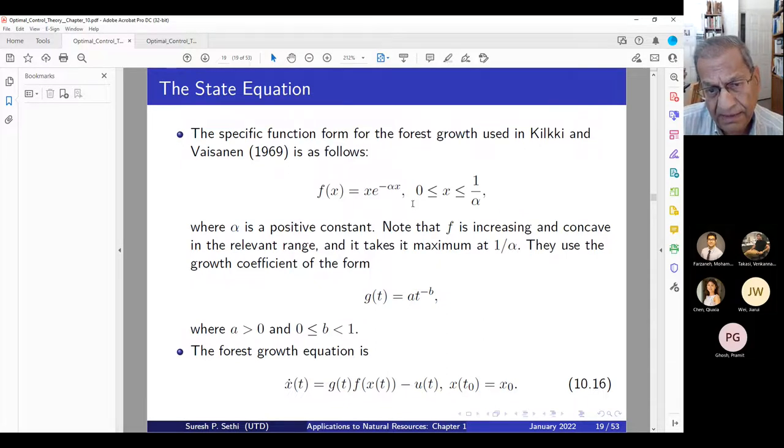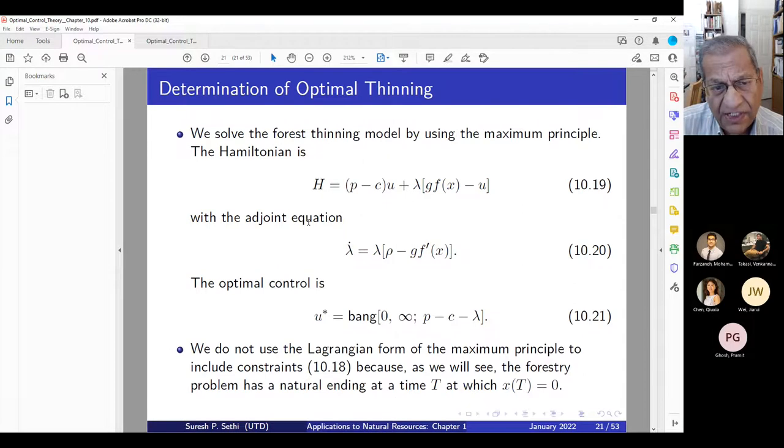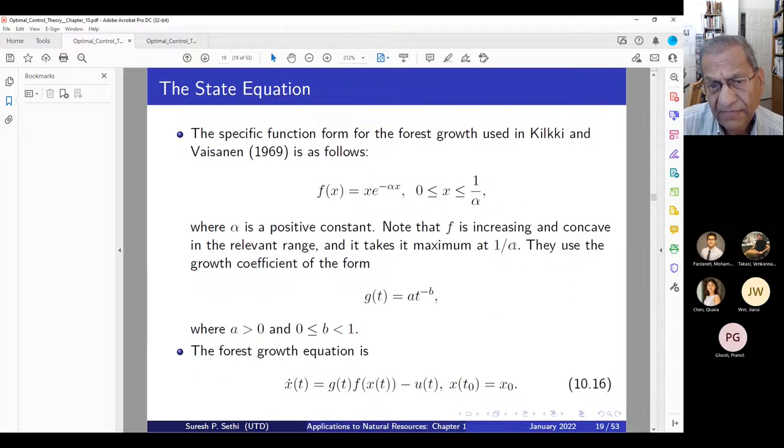And this is the function at which the trees grow. That function is concave like that, and it has a maximum somewhere. The maximum takes place at 1/alpha. So it is increasing concave up to 1/alpha, then after 1/alpha, it's decreasing concave. We don't care about the decreasing part because chances are that we will have thinned out the forest by then.